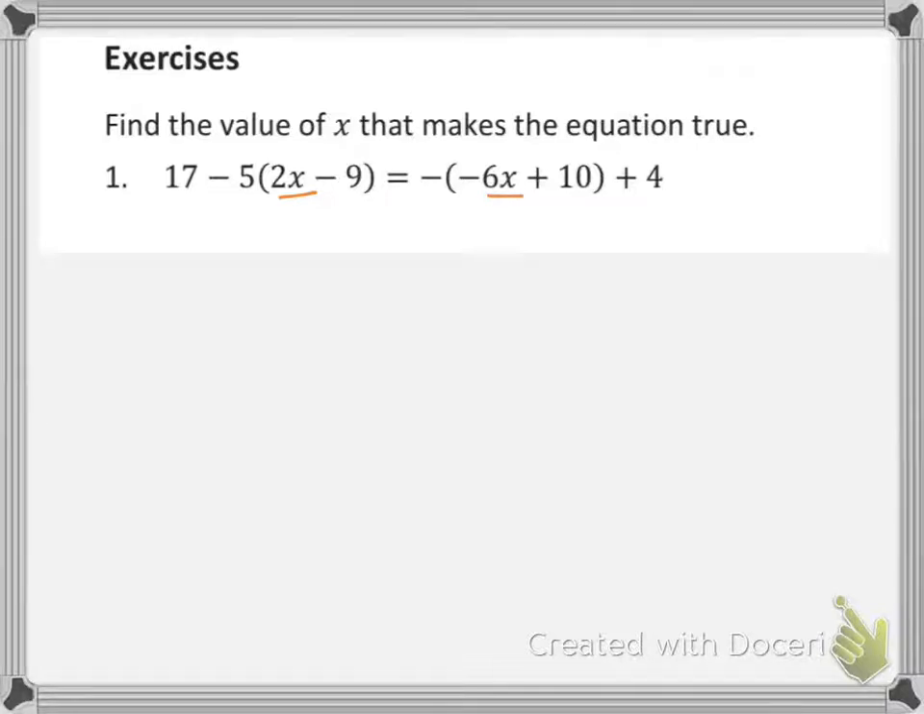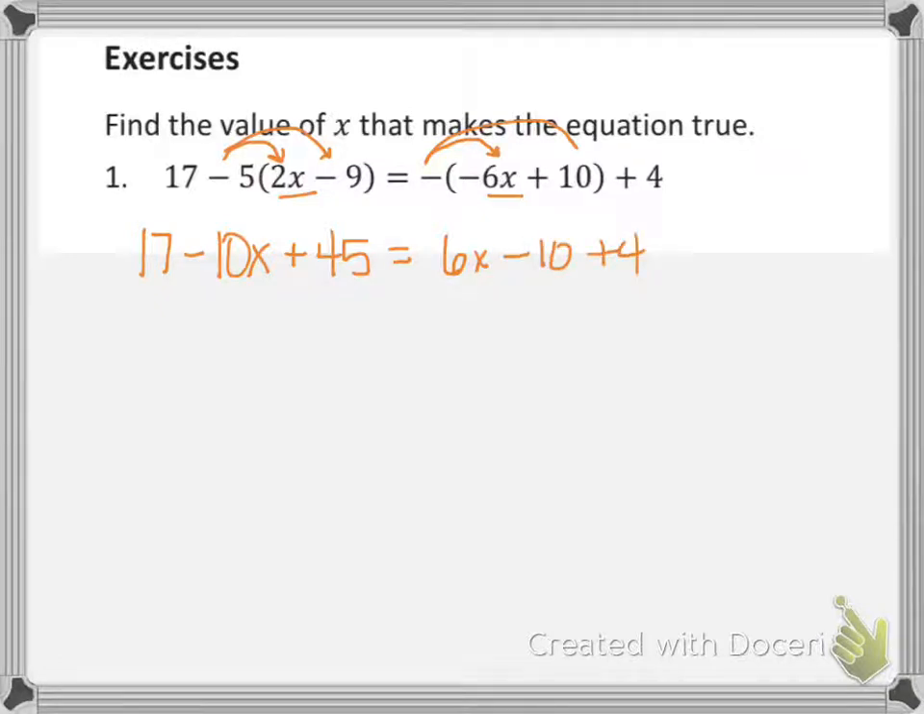So the first thing I'm going to do is distributive property here. I'm going to get 17 minus 10x, so negative 5 times 2 is a negative 10x. And then negative 5 times a negative 9 is going to be a positive 45. And that's equal to, this is a negative 1 times negative 6, that's a positive 6x. And then a negative times a positive is a negative 10, and then plus 4. And then I can combine like terms.